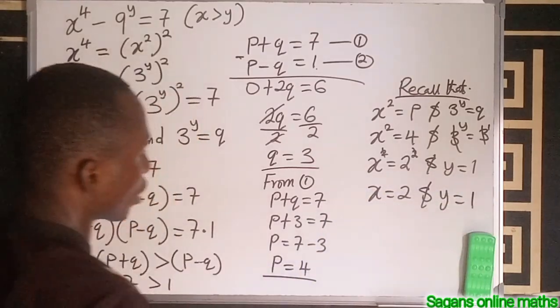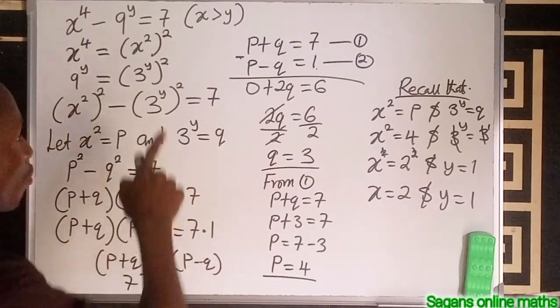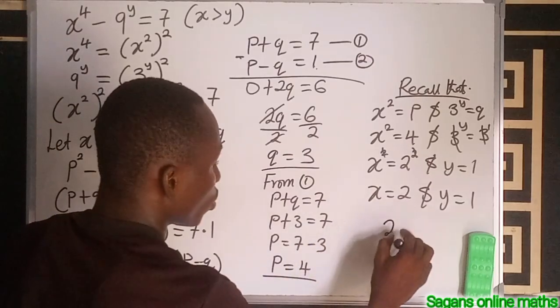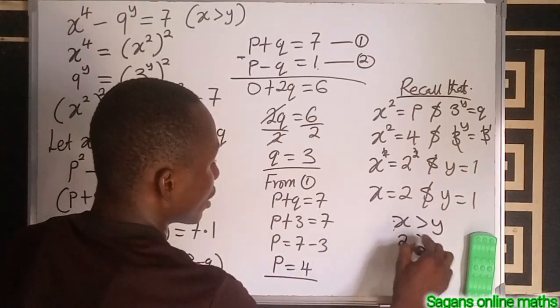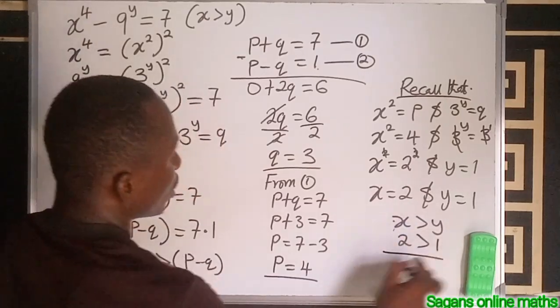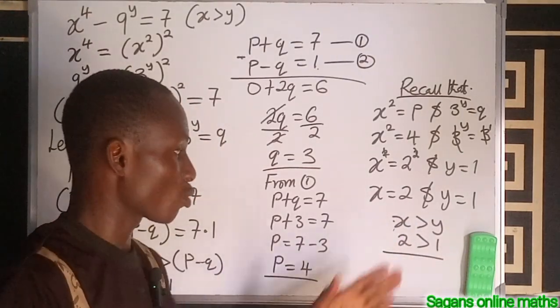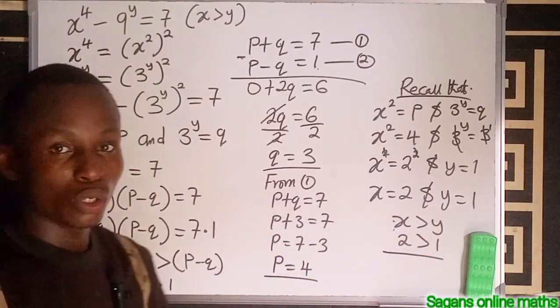So you can see that x is equal to 2, and y is equal to 1. From there, they say x must be greater than y. That means 2 is greater than y. So the value of x is equal to 2, and the value of y is equal to 1. And this is a beautiful solution to this particular question.